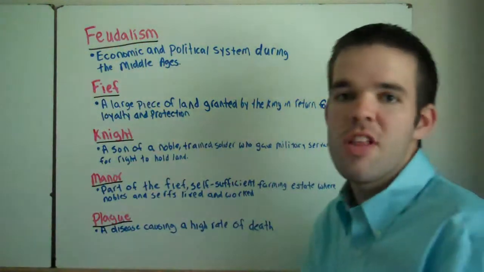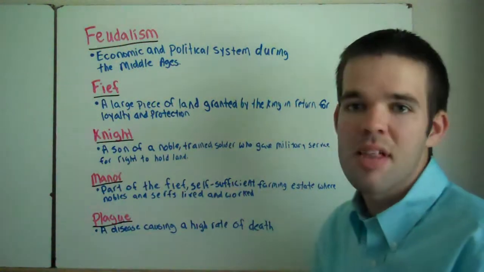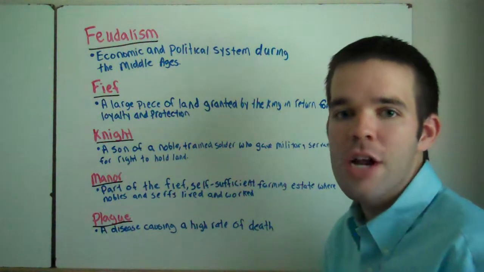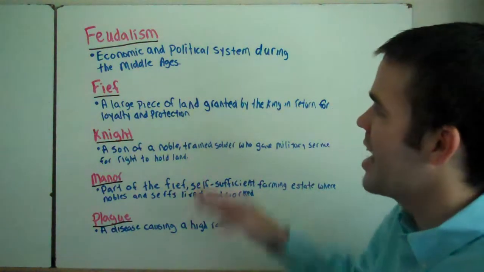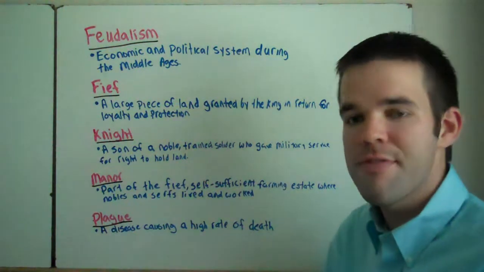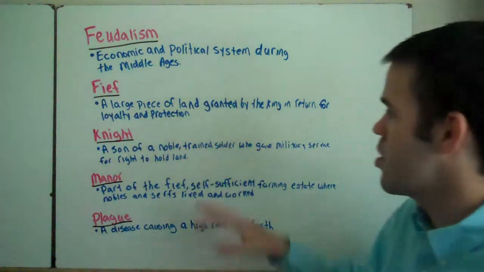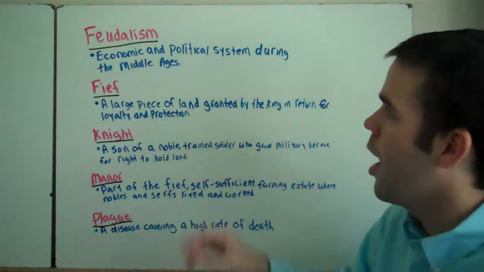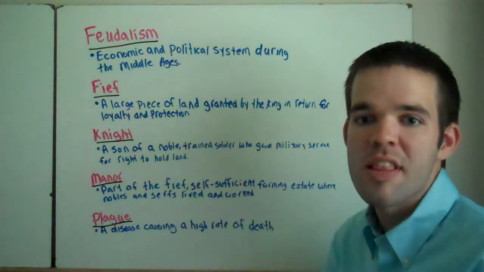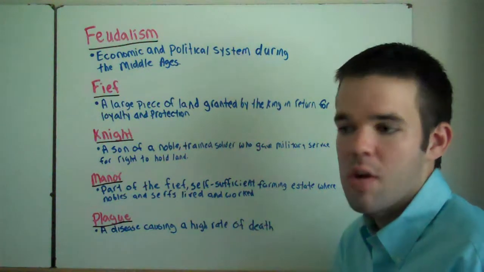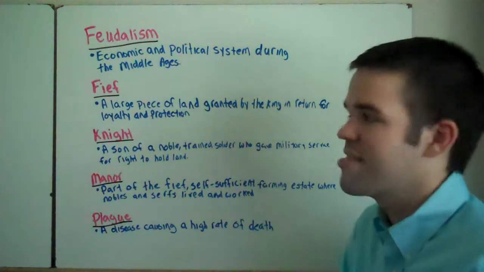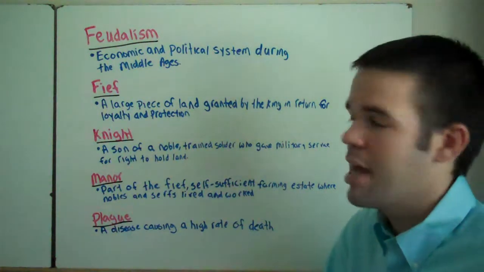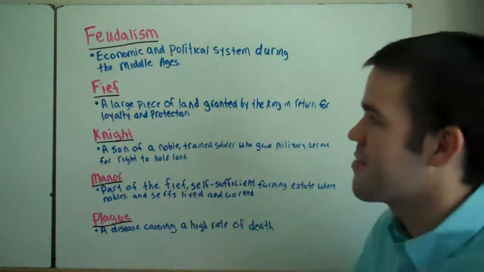Feudalism. Feudalism is an economic and political system during the Middle Ages. It is based on the manor system. Such ideas in feudalism include fief and vassal, which we'll spend some time on, fief, here in just a second. Feudalism also has to do with working conditions and what certain classes in the Middle Ages did on their daily jobs. Let's move on to fief.